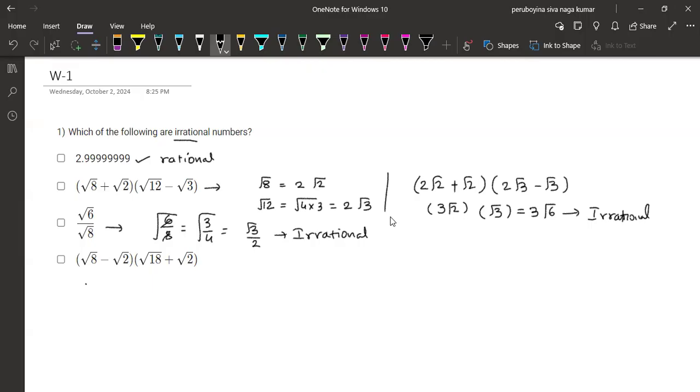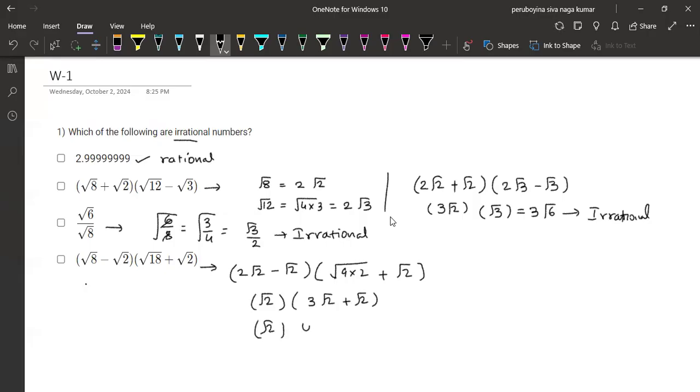And root 8, we already solved this one. Root 8 is 2 root 2 minus root 2 multiplied by root 18, which will be 9 twos. Root 18 will be 9 twos, 9 twos are 18, plus root 2. So this is root 2, and it is multiplied by 3 root 2 plus root 2. So root 2 is multiplied by 4 root 2. So this value is equal to 4 into 2, because root 2 into root 2 is 2. 4 twos is 8, it is rational.